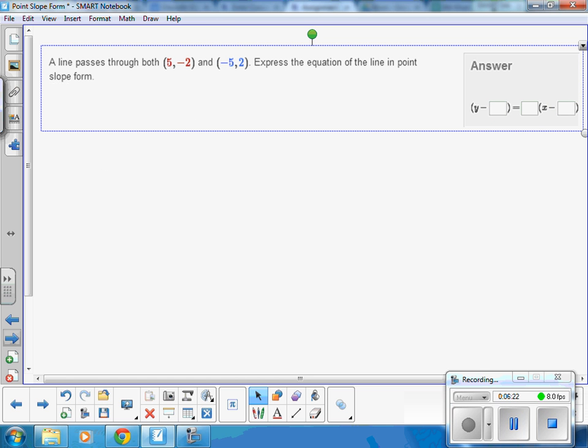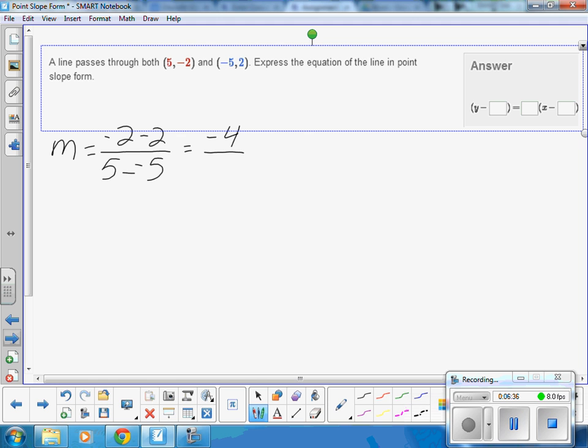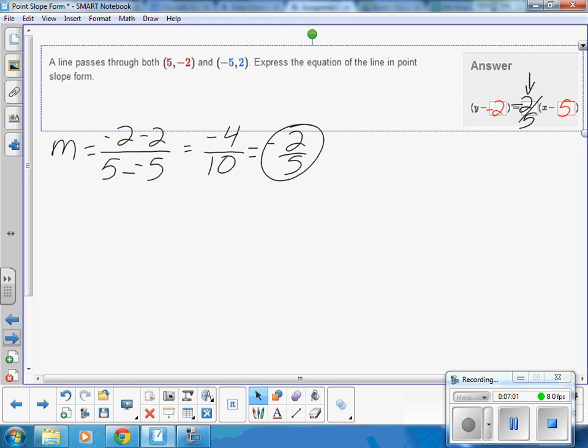Next problem, again I have a point. My slope is going to be found by a negative 2 minus 2 over 5 minus a negative 5. So that'll be a negative 4 over 10. That's a negative 2/5. That is my slope, negative 2/5. That's going to go right here. Now, again, I'll just use my red point because that's what I've been doing all along. Y is a negative 2, and the x is 5. So find the slope, find your x and y.